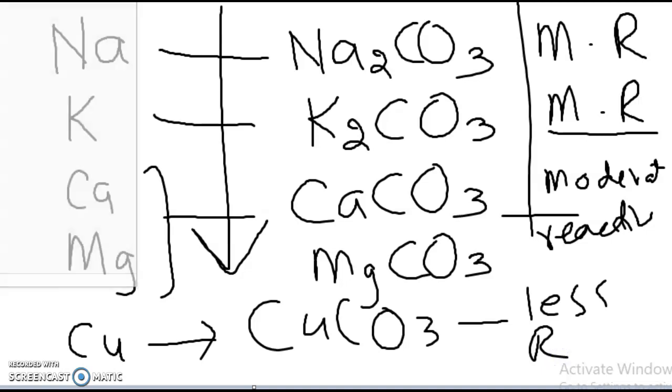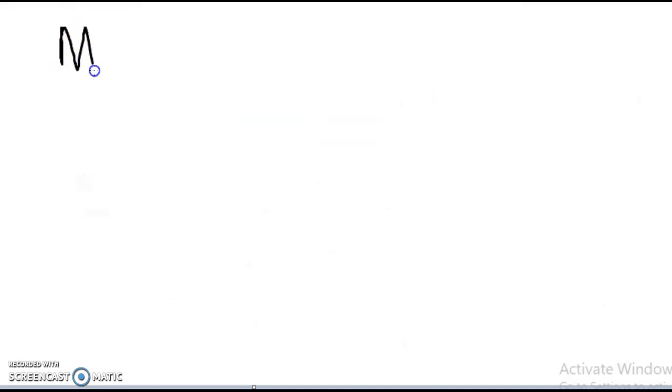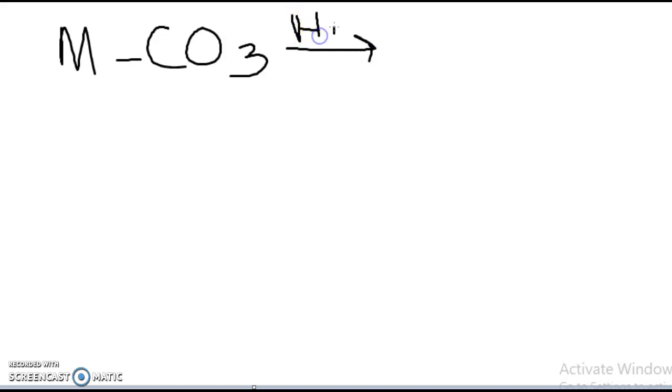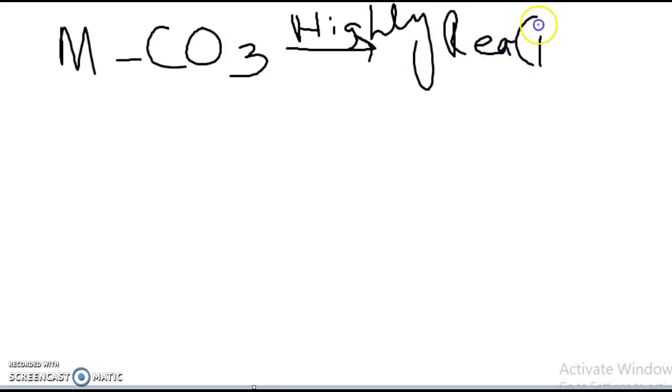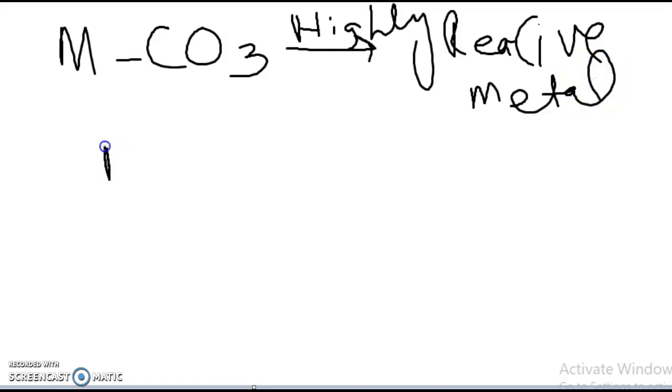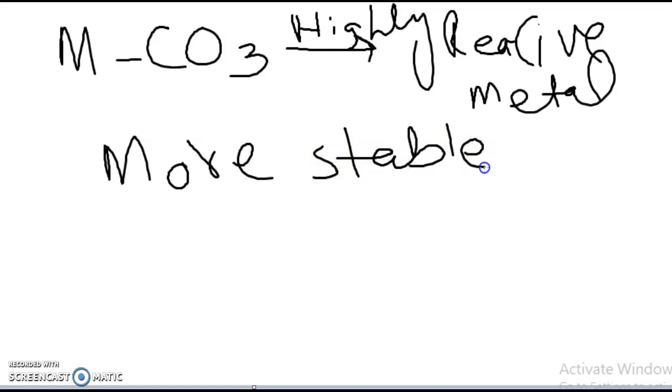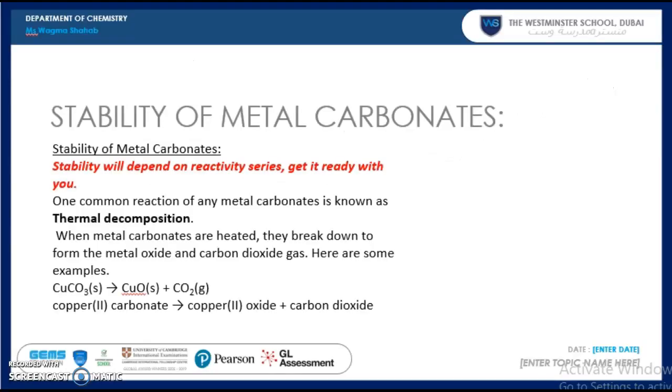We can also say that if a metal carbonate is formed with a more reactive metal, a highly reactive metal, I'm sorry for my writing, then it will be more stable, and it will be very hard to decompose it. Okay, now let's check this. We can say that stability will depend on the reactivity series.